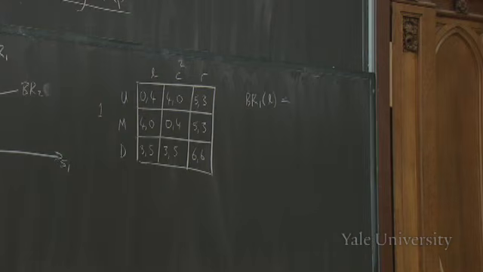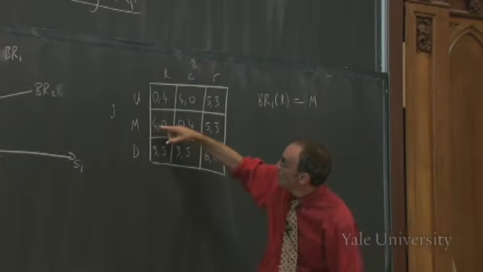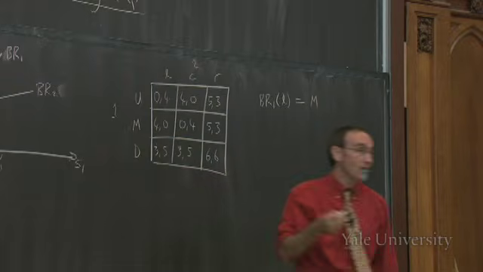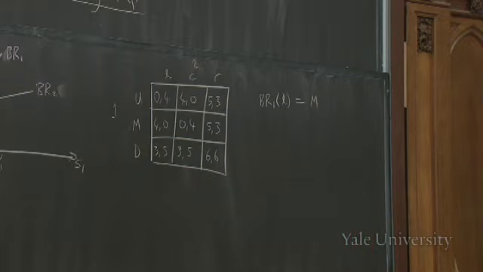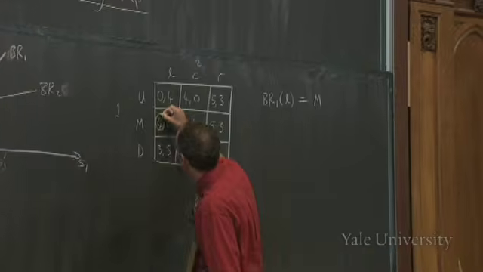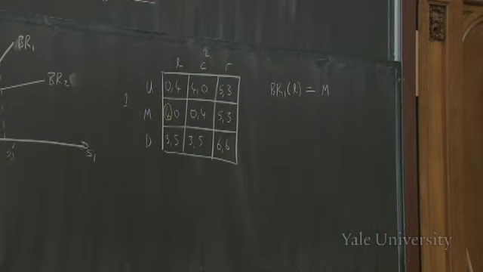Yeah. Middle, M. Okay, so player 1's best response in this case is middle, all right, because 4 is bigger than 0 and is bigger than 3, all right? So to mark that fact, what we can do is let's put a circle, if you like in green, round that 4. Okay?